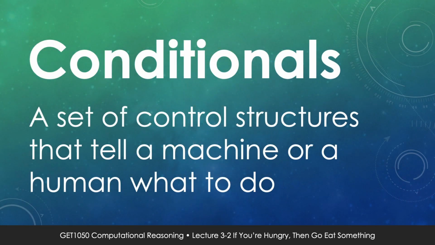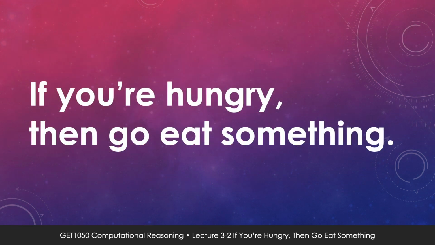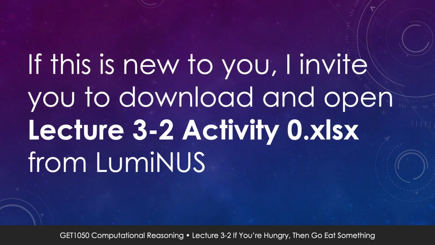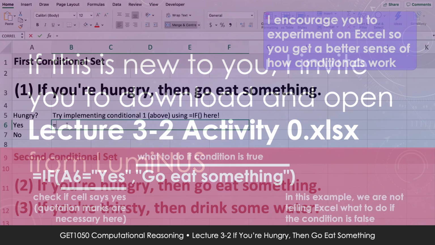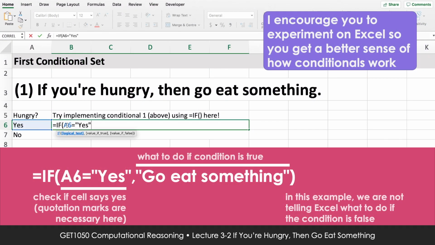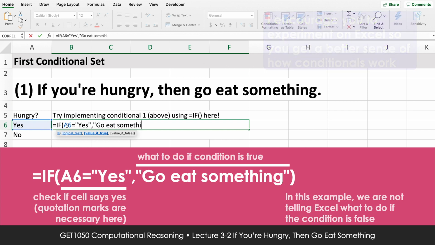Conditionals are basically a set of control structures that tell a machine or a human what to do. Here's an example. If you're hungry, then go eat something. Quite straightforward, right? So if you're hungry, then according to this conditional, you have to go eat something. If you're not hungry, then you don't have to do anything. Why? Because we didn't tell you what to do if you're not hungry.